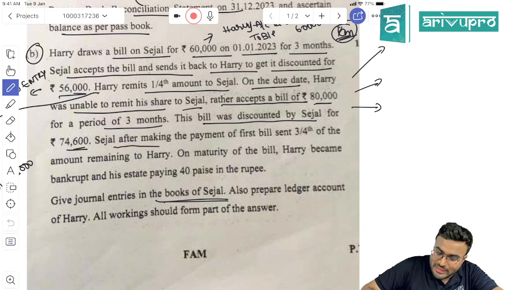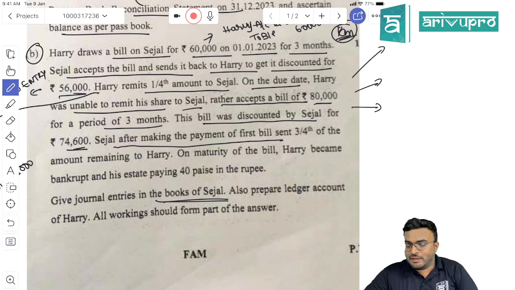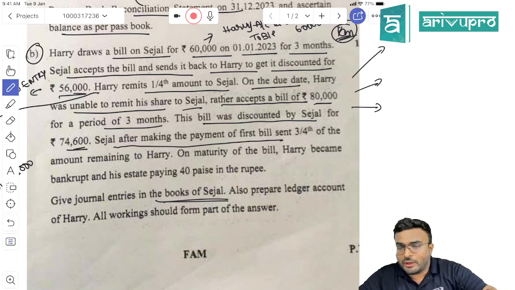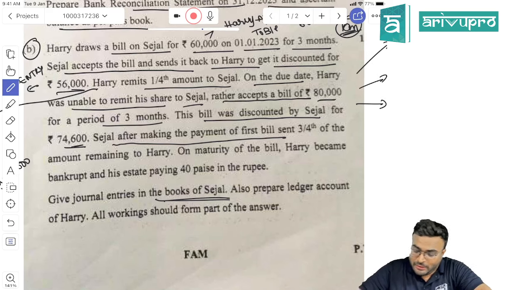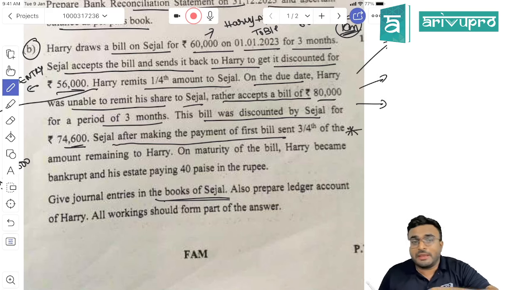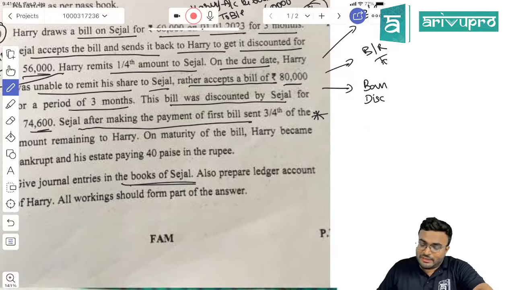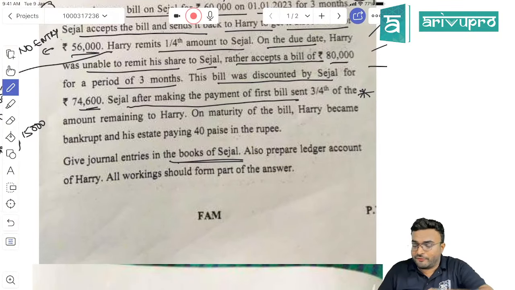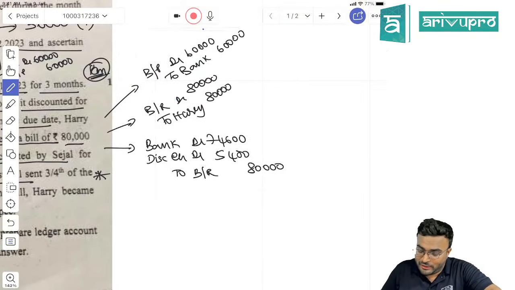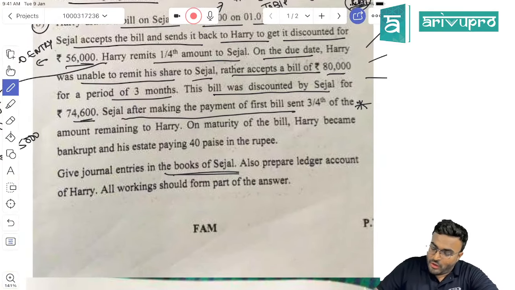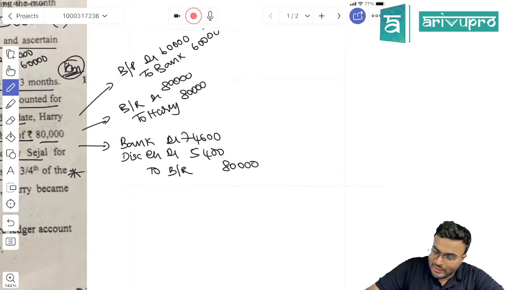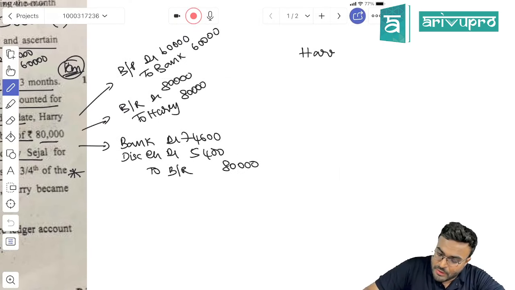Sagel, after making payment of the first bill, sent 3/4 of the amount remaining to Harry. This is one bouncer here. You have to be careful. What did they tell? Sent 3/4 of the amount remaining. First, you have to know how much is the amount remaining. Now see over here. Harry had to pay how much? Harry had to pay us 45,000.